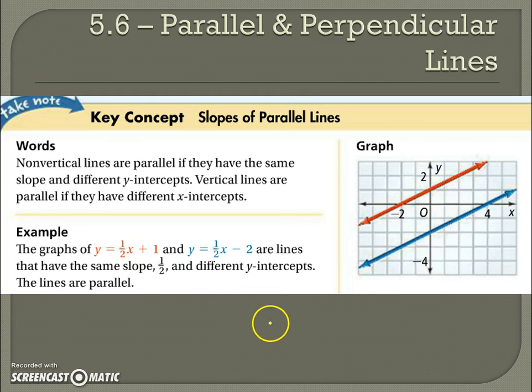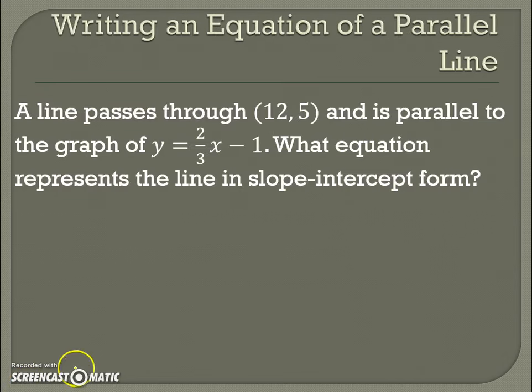All right, so parallel and perpendicular lines. Make sure that you copy this down. This is a parallel line. It says non-vertical lines are parallel if they have the same slope and different y-intercepts. Vertical lines are parallel if they have different x-intercepts. So here's the graph of these two things. Notice that the slope here is the same on both of these, and these two lines would continue in their direction, both directions, forever, and they would never ever intersect. That's what parallel means. So make sure you have that copied down.